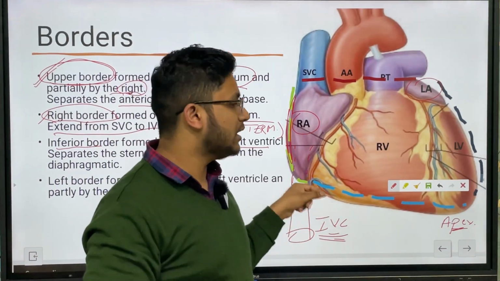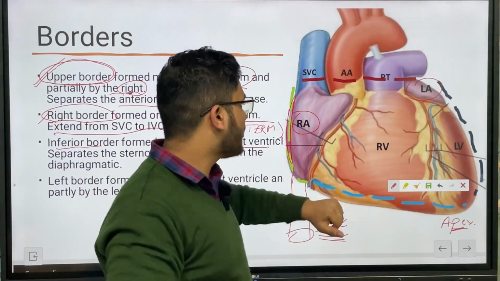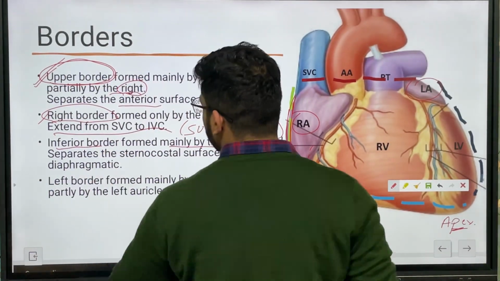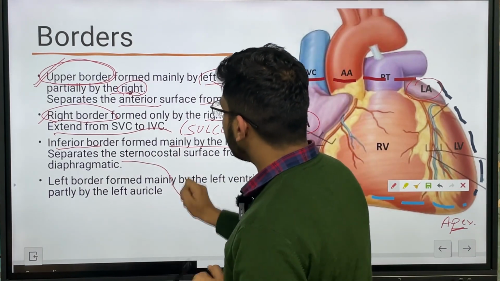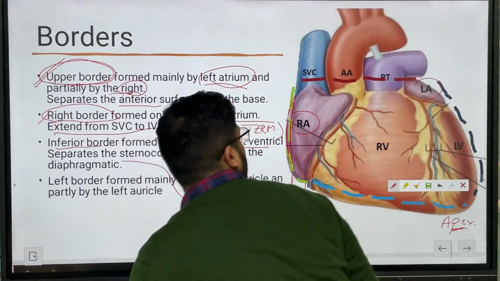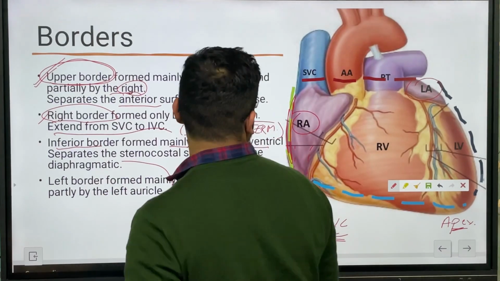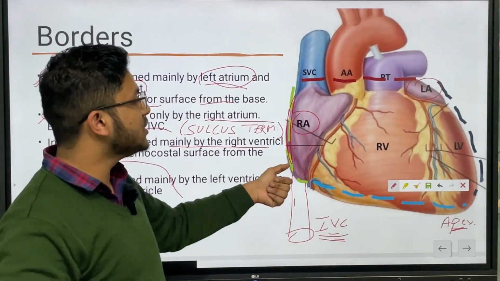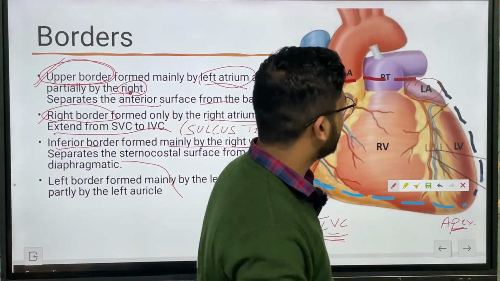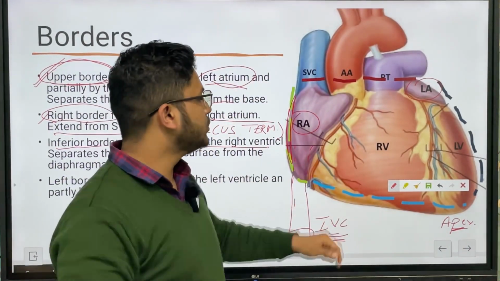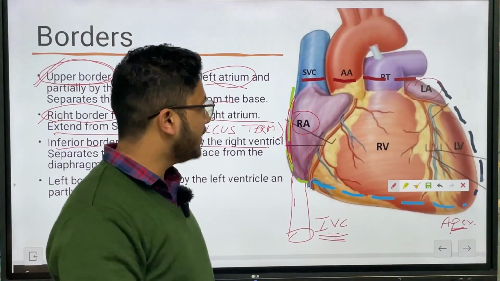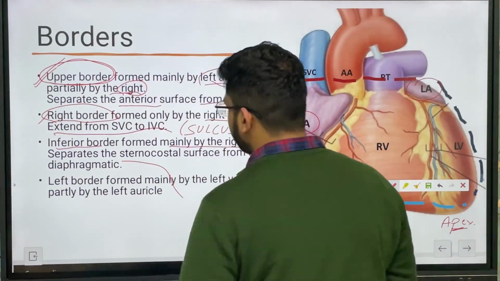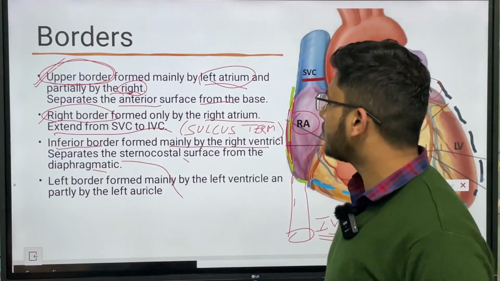So the border which is separating your diaphragmatic surface from your sternocostal surface, it is your inferior border. So the inferior border is extending from the opening of IVC into the right atrium to the apex, and it is separating two surfaces. What are the two surfaces it is separating? It is the sternocostal surface and the diaphragmatic surface.